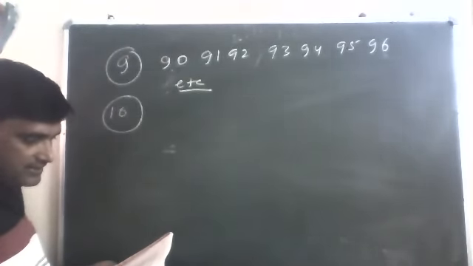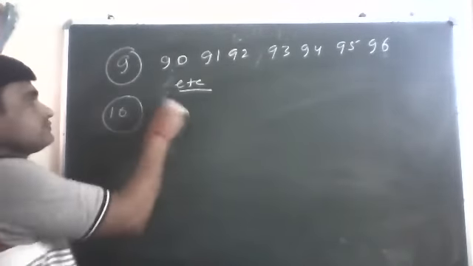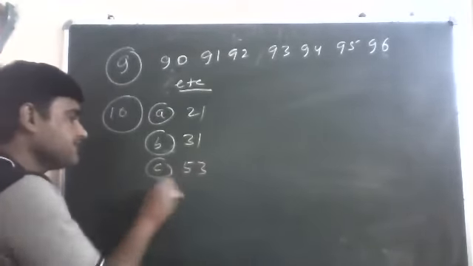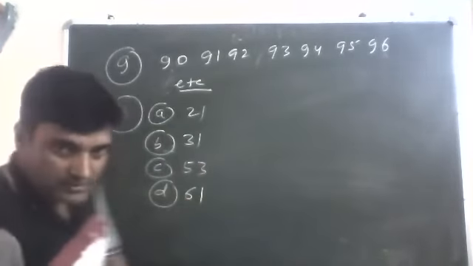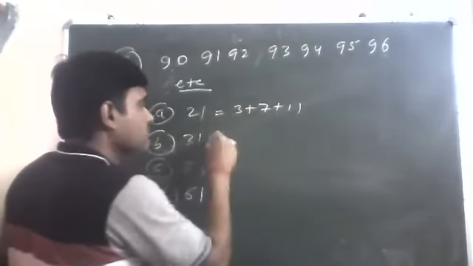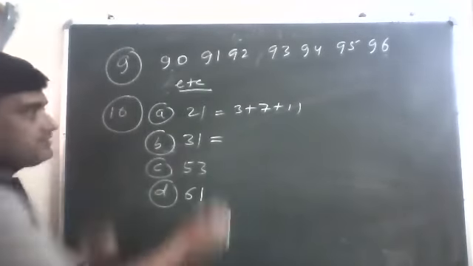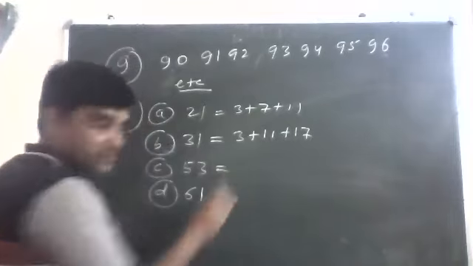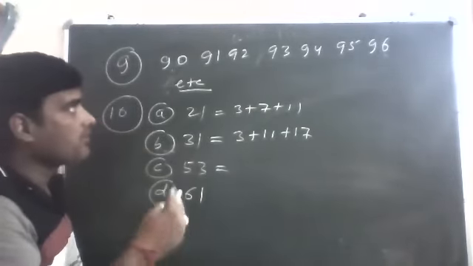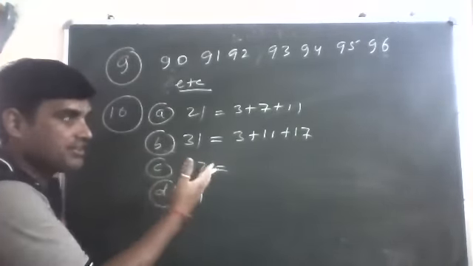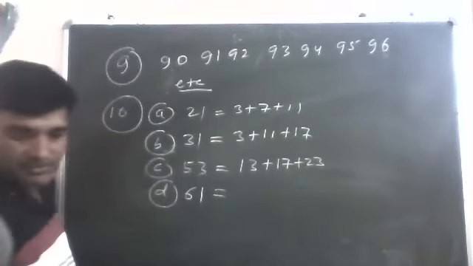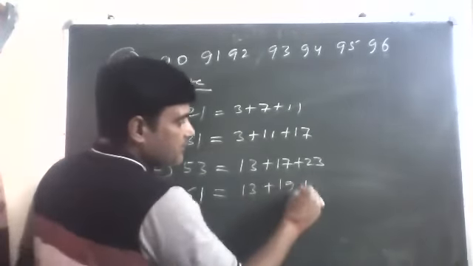Express each of the following numbers as the sum of 3 odd primes. A 21, B 31, C 53, and D 61. 61 is 3 plus 7 plus 11. 31 is 3 plus 11 plus something. For 53, we write the sum of 3 prime numbers: 13, 17, 23, and for 61, 13, 19, 23.